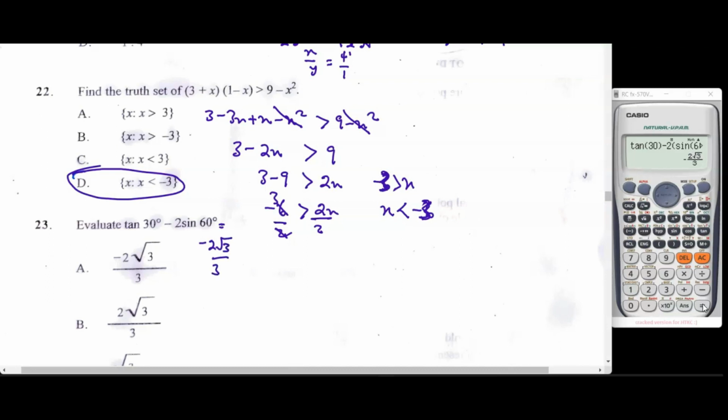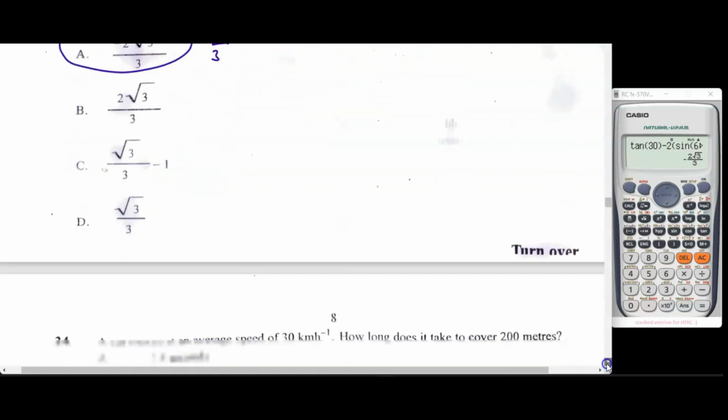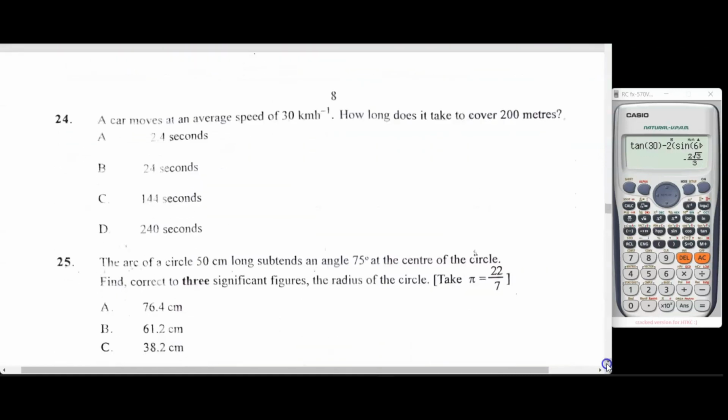You could have actually done it one after the other, but remember, you are to work within the shortest possible time, so you don't have to waste time for some of them. You can use a calculator to generate your answers. So that's what we have here. Go to question number 24.